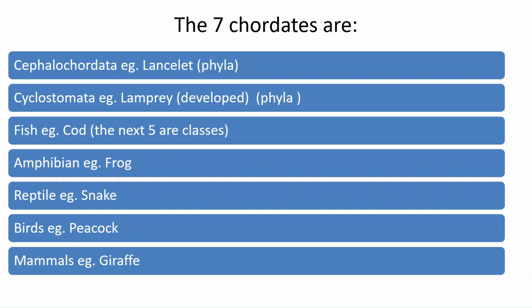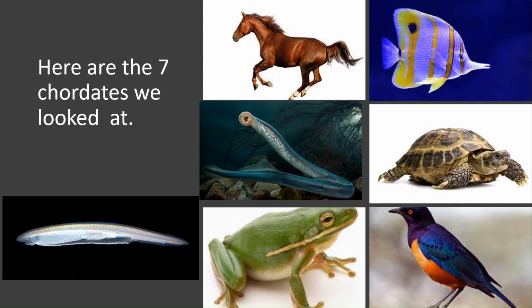The 7 chordates that we looked at are cephalochordata, for example a lancelet; cyclostomata, a lamprey; fish, example was a cod; amphibian was a frog; reptile, a snake; birds, a peacock; and mammals, a giraffe. Here are the 7 chordates we looked at. Some of them are different, like you can see a horse there and also a robin.